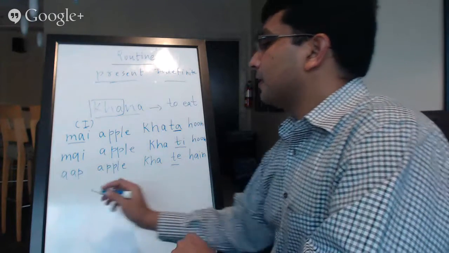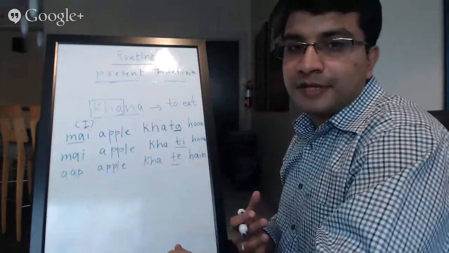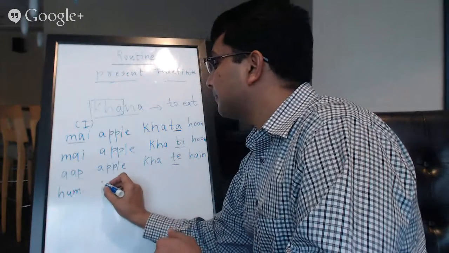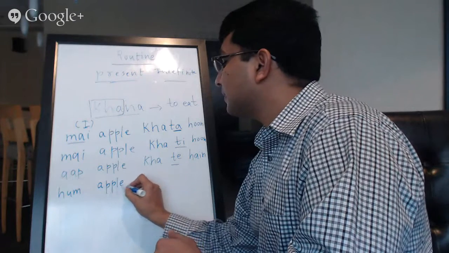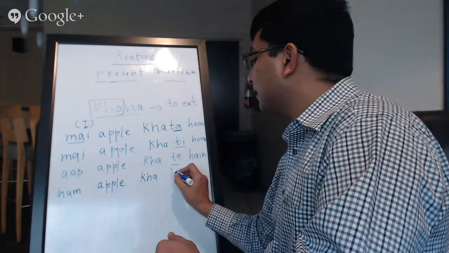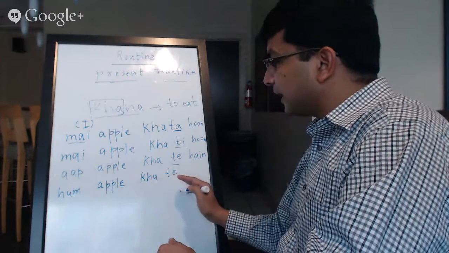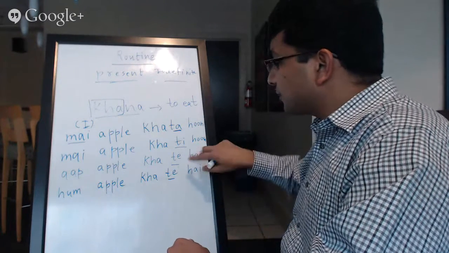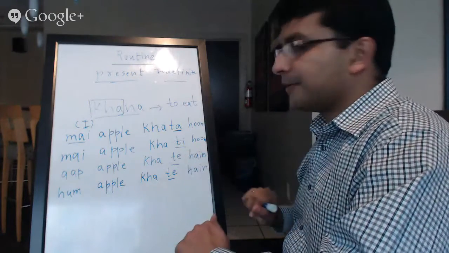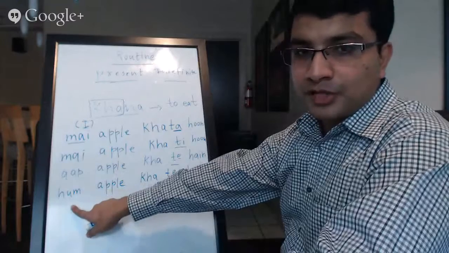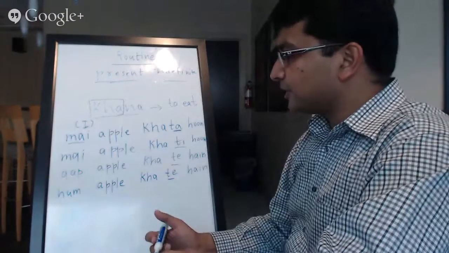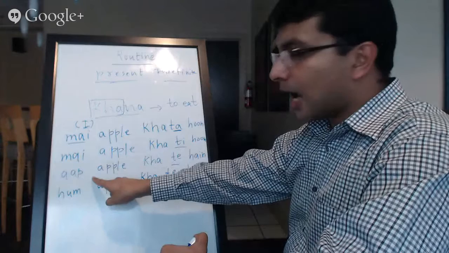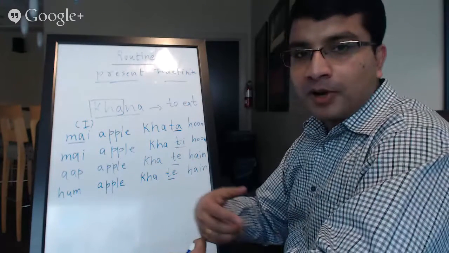Okay. What about us? We eat an apple. So it'll be hum apple khate. It's one word, but I'm writing it so that you can see the difference. Khate hain. So it's the same for both hum and aap. Khate hain. If you remember the pronouns that we did last time, you'll be able to see the sequence here. First main for male, main for female, aap for you, hum for us.